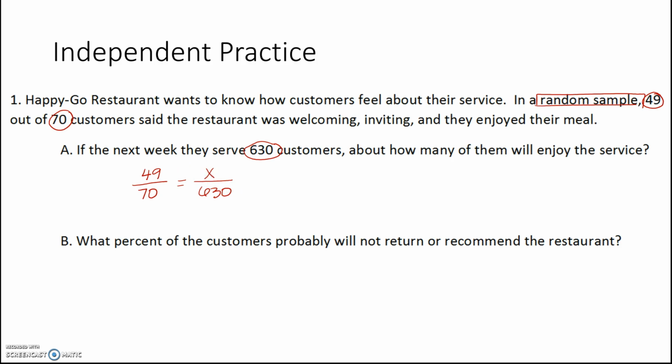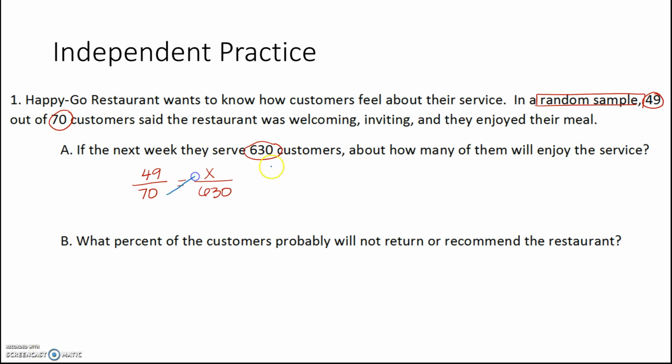And then we're bumping it up a level. It says what percent of the customers probably will not return or recommend the restaurant? Okay, this is a little tricky. I guess I'm going to have to help you solve it so that we can do B together.